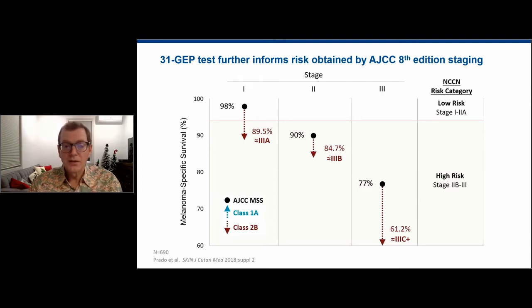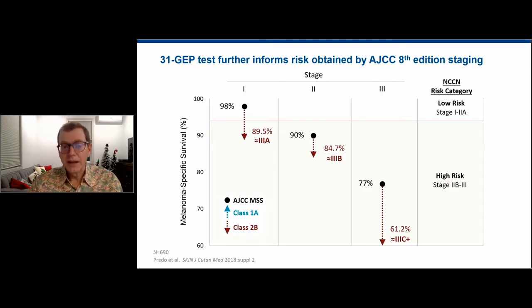Stage 2 patients, there was a 90% melanoma specific survival. If you take the class 2Bs of that group, they do worse. They fare the way that stage 3B patients would be. And then our stage 3 patients with another bad indicator do quite poorly. What about if I tell you that you need to do more for these patients on the left here? Or is there a group of patients that you could potentially do less for?